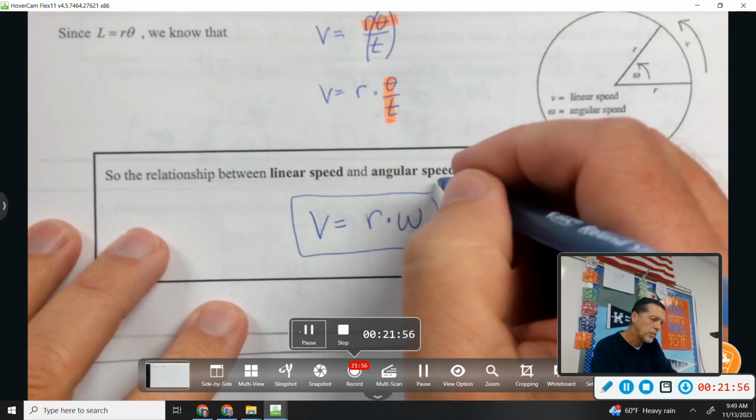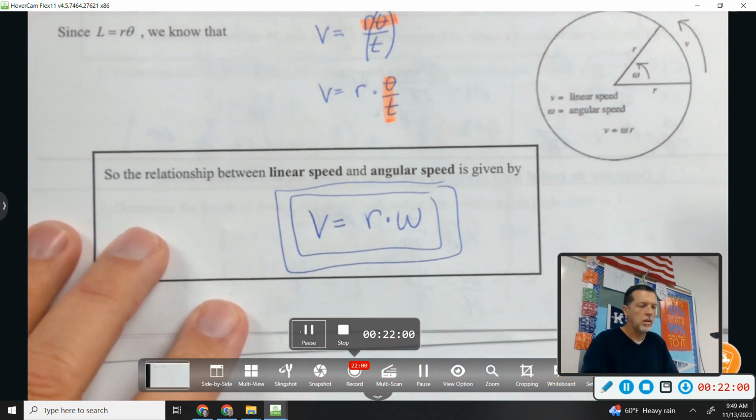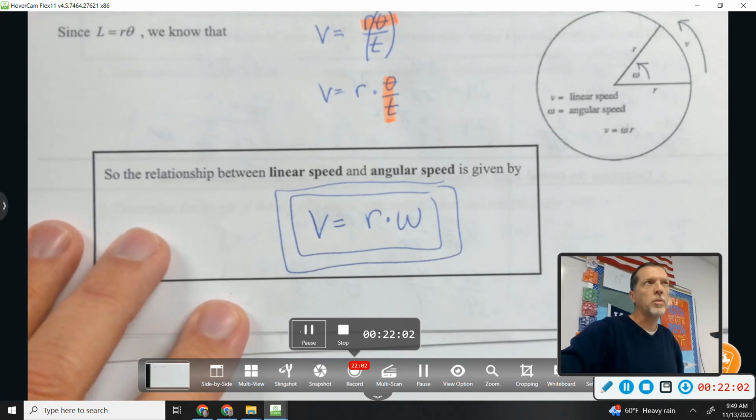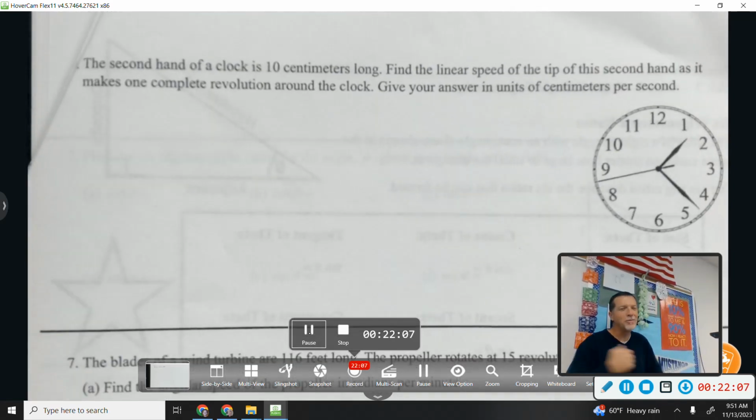It's probably the most used of the formulas on that page. Pause one more time and look at that wheel again. That's all I know. That's about all I know about inertia too.